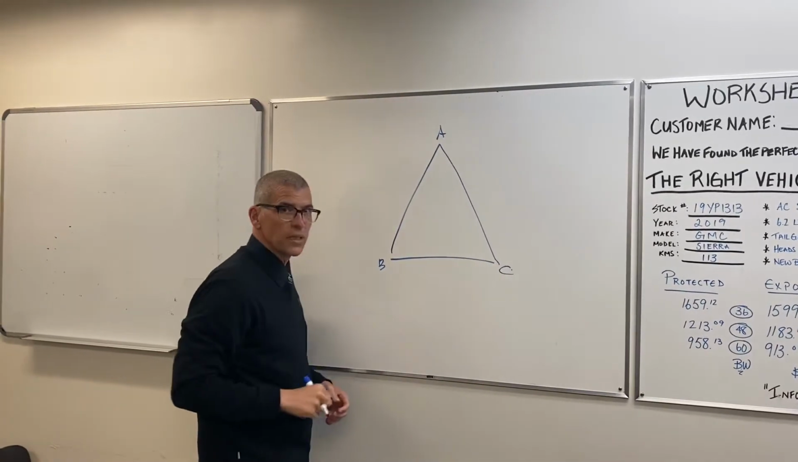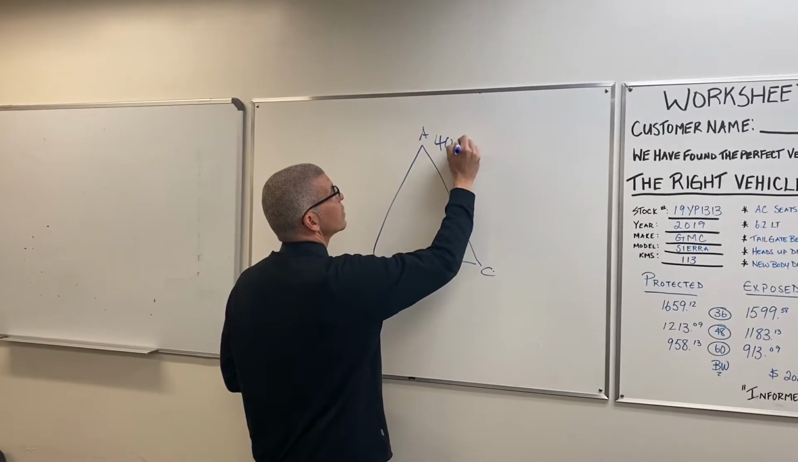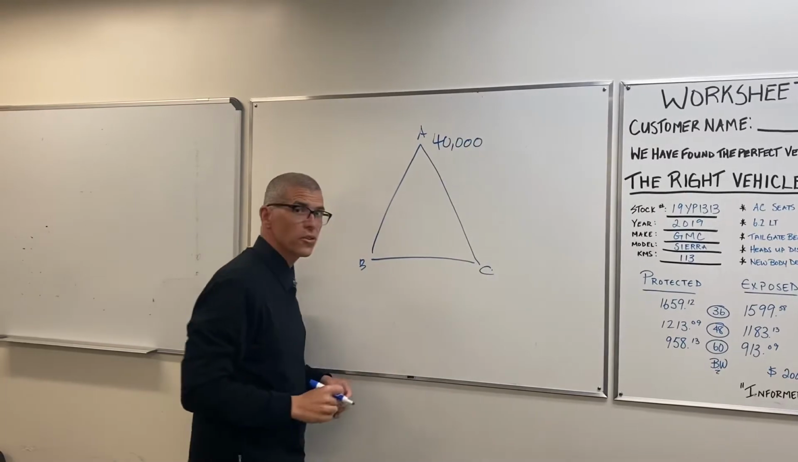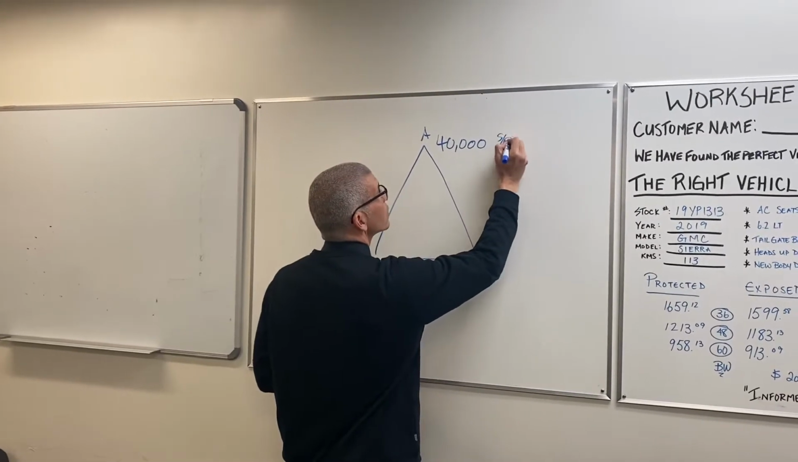What A is going to represent is the selling price of the vehicle. We're going to establish that at the beginning of the lease because it is a lease to purchase. So you do have the opportunity to buy the vehicle out at the end. That's going to be our selling price.